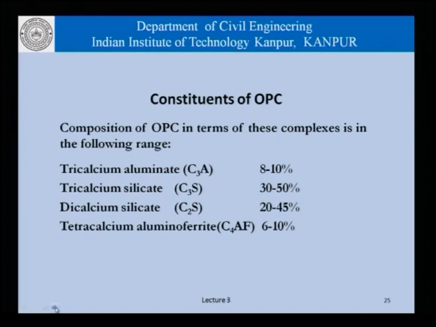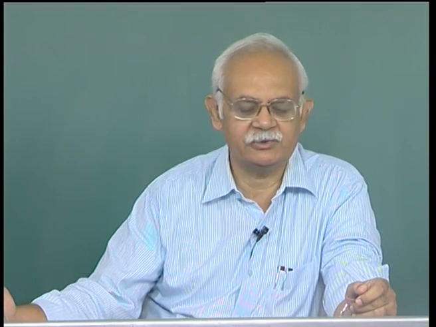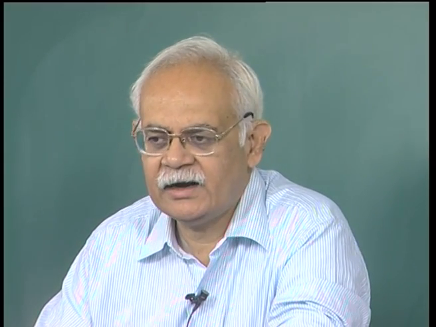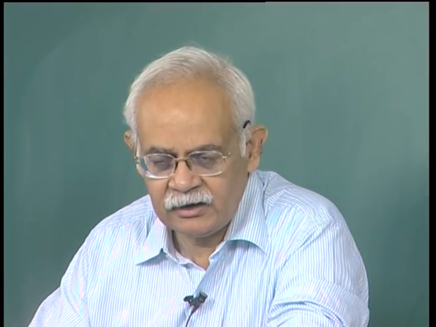So, if you look at these complexes alone, ordinary Portland cement comprises roughly 50 to 70% of the dicalcium and tricalcium silicates, and the remaining is tricalcium aluminate and tetracalcium aluminoferrite, that is C3A and C4AF. A broad understanding of the rough composition of ordinary Portland cement in terms of C3A, C2S, C3S and C4AF is very important for a concrete engineer to understand and predict the properties of concrete for a particular cement and the other way around.